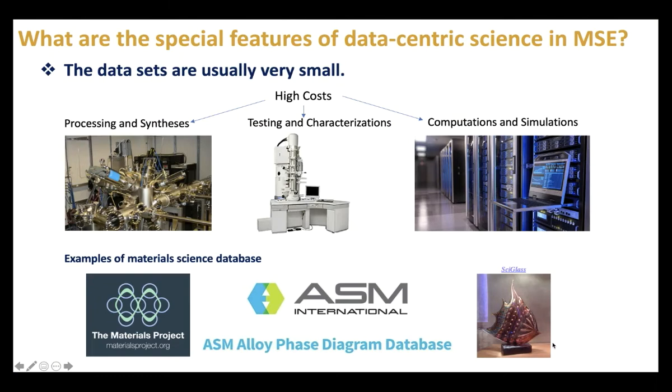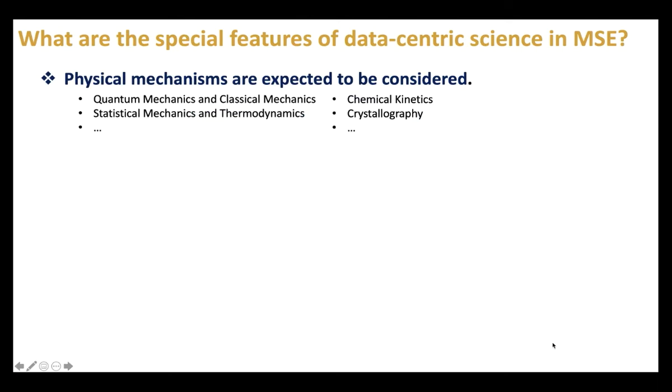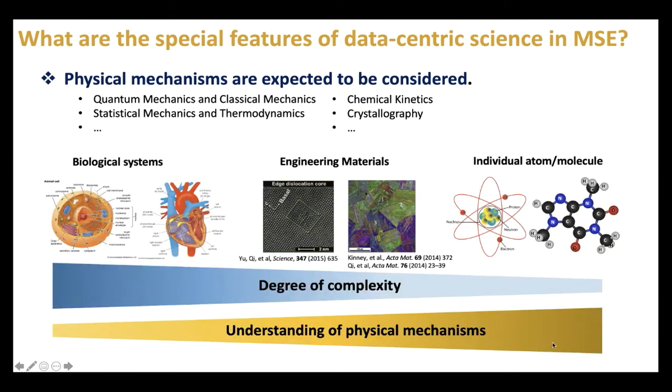Another feature of data-centric science in MSE is that we have to include the physical mechanism in our models. So in my understanding, we can think about this problem in this way. For all systems we study in nature, we can divide them into three levels. On the lowest level are individual atoms and molecules. The number of particles in this system is small, so the degree of complexity is relatively small. We have a lot of understanding of their physical mechanisms. The application of data-centric science tools is not so urgent.